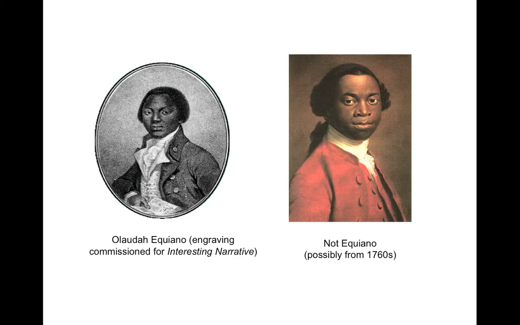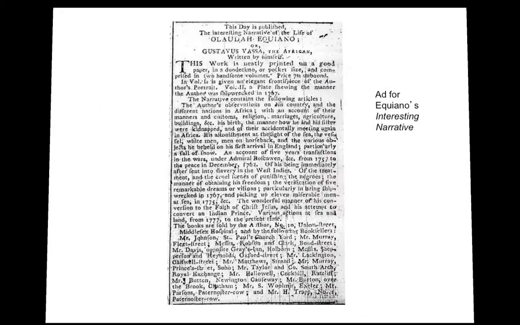He was a slave. He bought himself out of slavery. He lived in England. He taught himself English. He taught himself how to be literate. And then he wrote this best-selling autobiography. And we're not really sure who Equiano was. It's supposedly one of these two men, but we don't really know for sure.